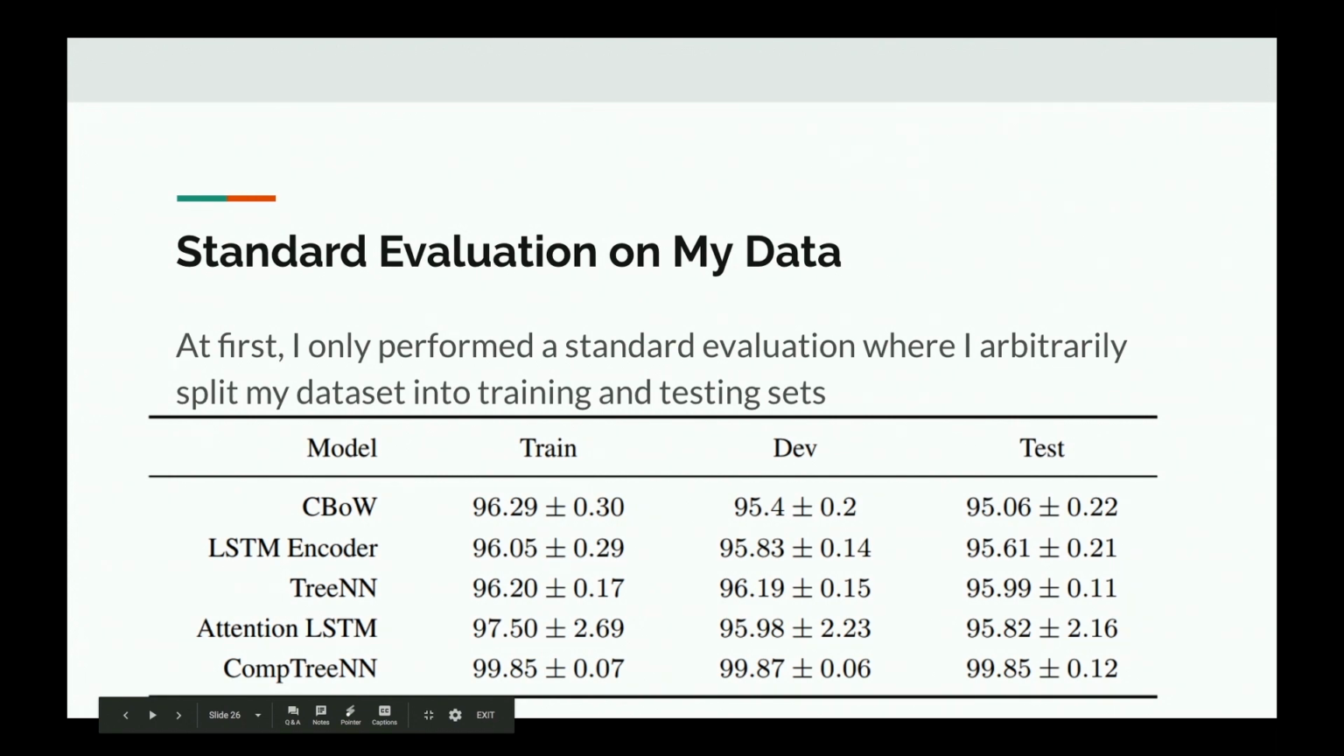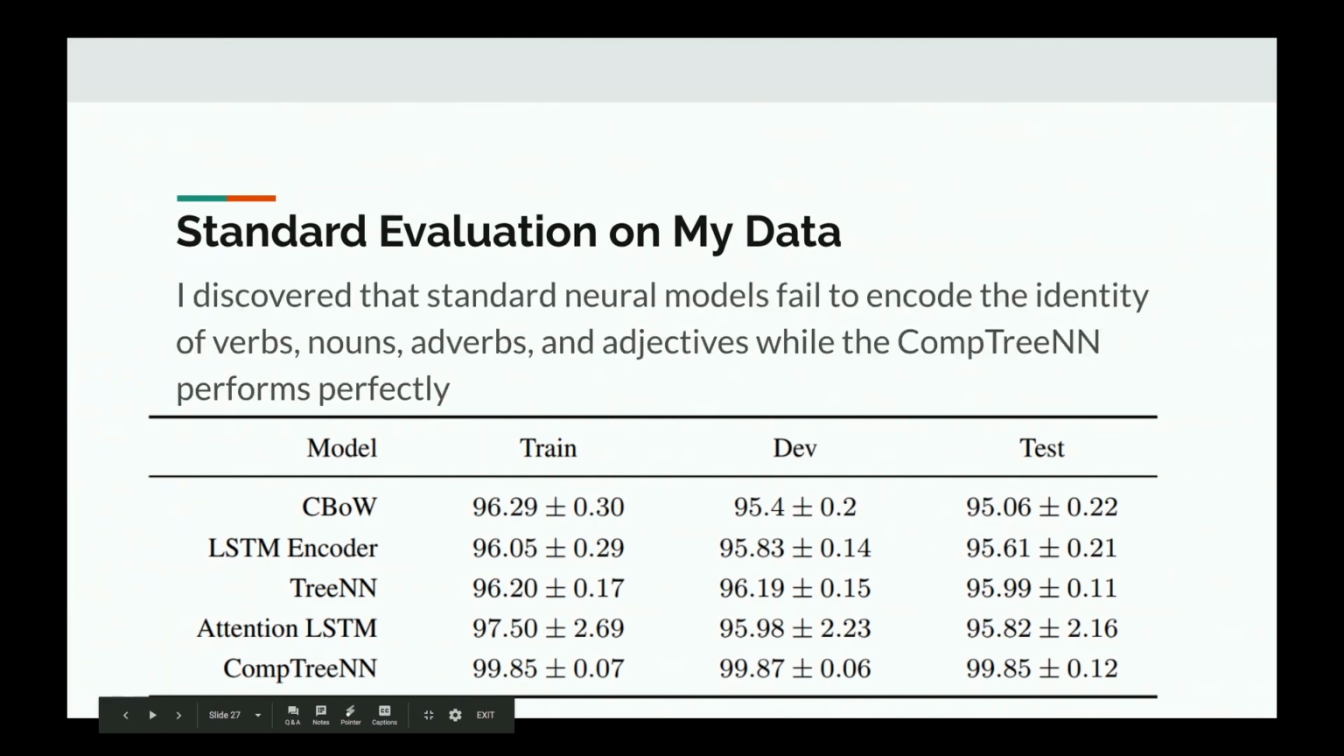And so the first thing I did was just do a standard evaluation on my data, where I arbitrarily set aside some examples for testing and some examples for training. And as you can see from this results table, standard neural models and my task-specific model all achieve a very high accuracy on this standard evaluation split. When I did some digging, I found that the standard neural models fail to encode the identity of verbs, nouns, adverbs, and adjectives, which is a pretty serious flaw. And my task-specific model performs perfectly.